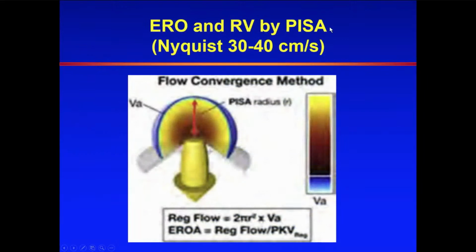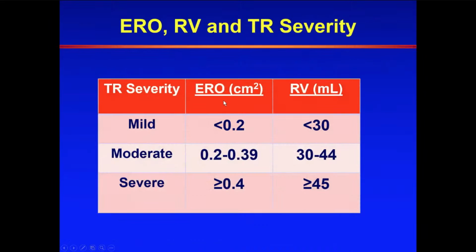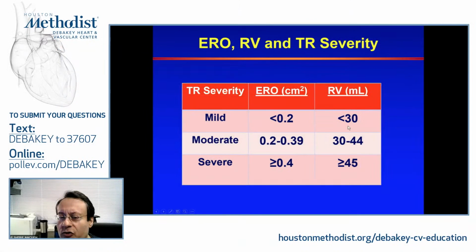Similar to the PISA calculation on the left side, we can do a PISA calculation with the same principles on the right side. You can look at the ERO and the regurgitant volume. Less than 0.2 and less than 30 milliliters go with mild, severe lesions 0.4 and 45.